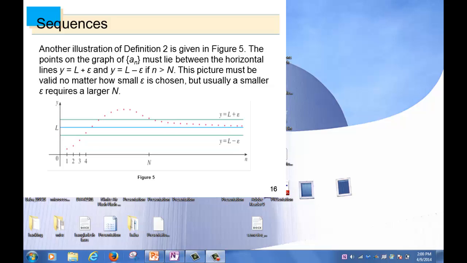One more explanation of this definition: graphically, the blue line is the horizontal line at the limit L, and the green lines are horizontal lines at L plus epsilon and L minus epsilon. Epsilon is a very tiny number. If you walk on the points, eventually the points will be within these two green lines. That's the meaning of the limit being L.